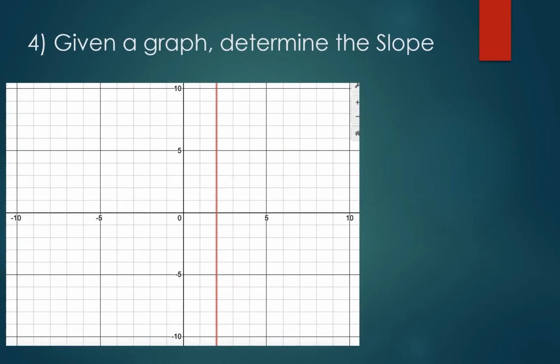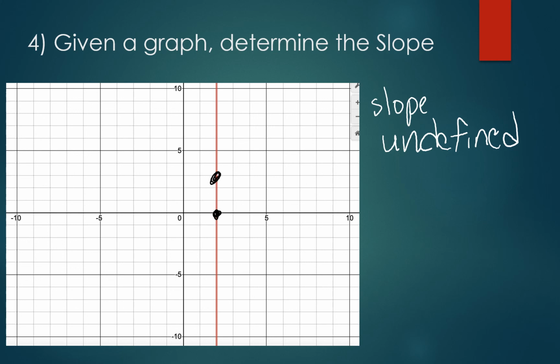Now we got to talk about special cases. Notice that this is a vertical line. Vertical lines have a slope that is undefined. And the reason being, find 2 points, found this point, and I guess I'm going to use this one also. So this point here is (2, 0). This point here is (2, 3).